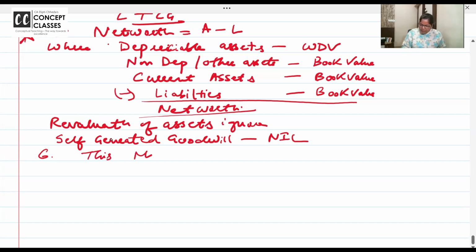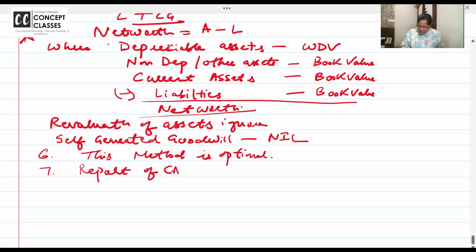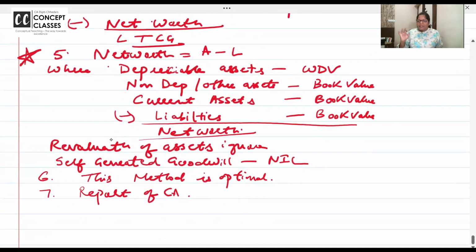This method is optional. They may ask you MCQs also. Any point you are writing, if it is not clear, unmute and speak up. You may not like this method, and you don't follow it practically. In the exam, if they say slump sale, you have to do it. And you need a report of a CA to check whether you have taken all the values correctly. That's all for the pointers.